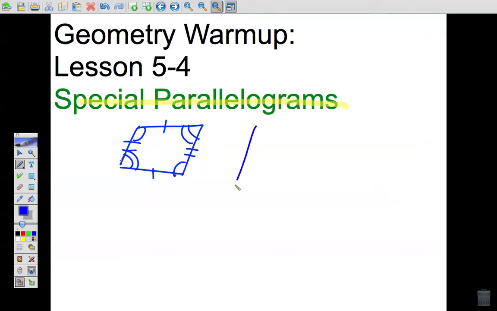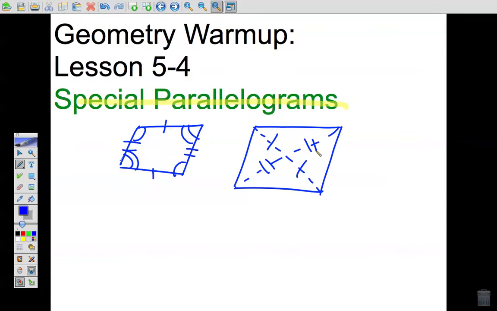Something else that a parallelogram has is we know that the diagonals, so if I have one diagonal there and one diagonal there, the diagonals bisect each other. So they cut each other in half. So those two parts are equal and these two parts are equal to one another.